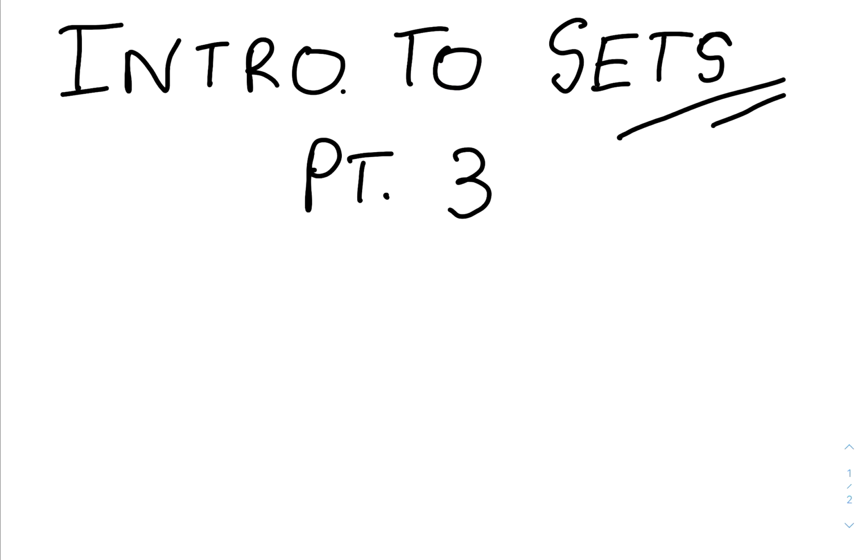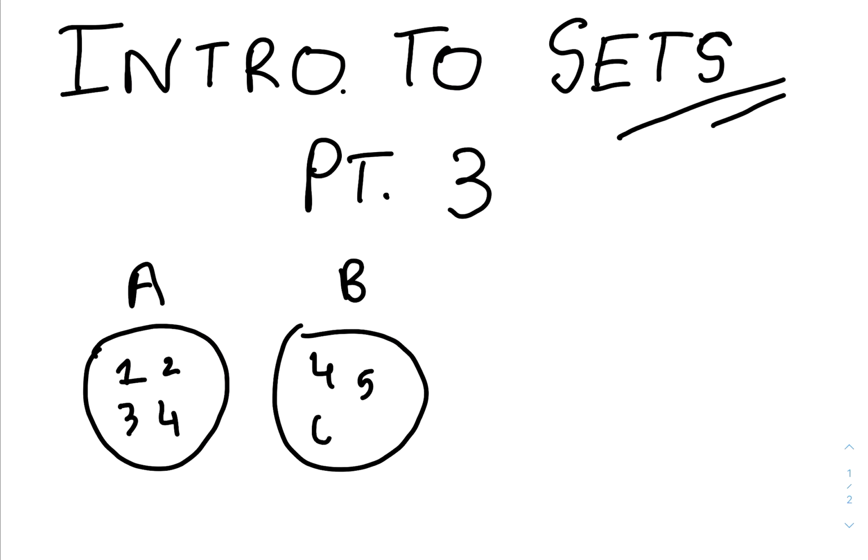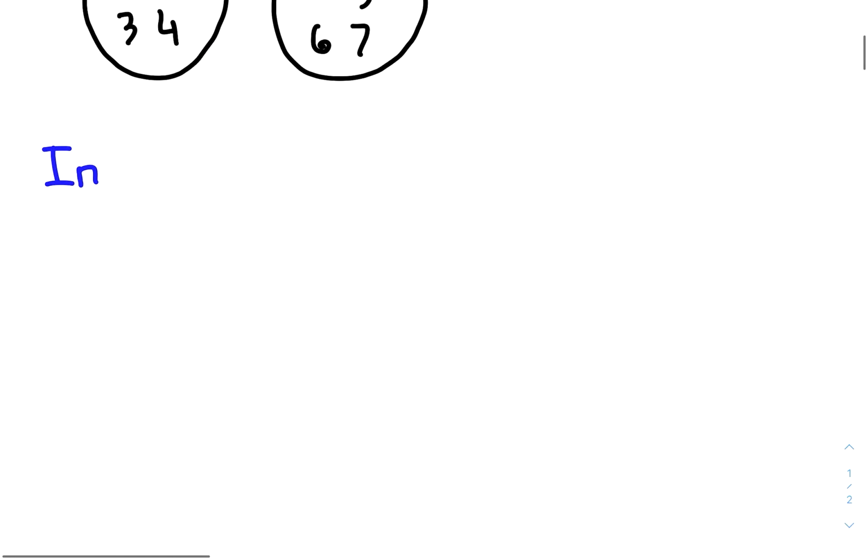Now that we know the basic terminology associated with sets, as well as the types of sets, let's talk about how these sets are related to each other and how they interact. For the purpose of this lesson, we use set A, which will have 1, 2, 3, and 4, and set B, which will have 4, 5, 6, and 7. Let's start with the intersection of sets.